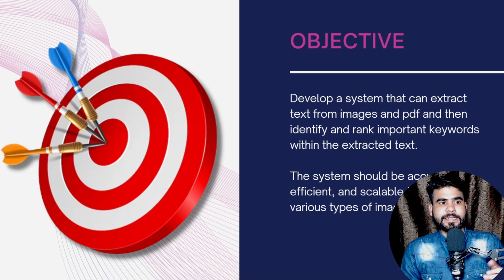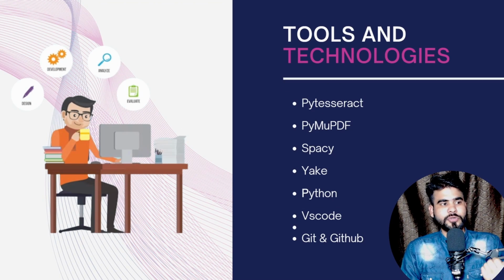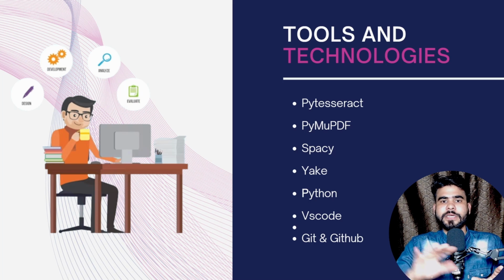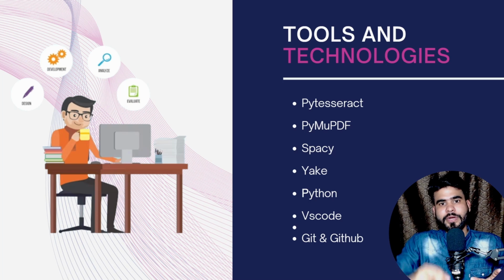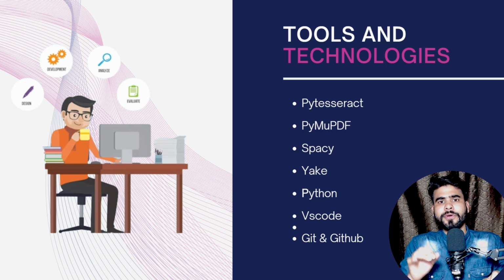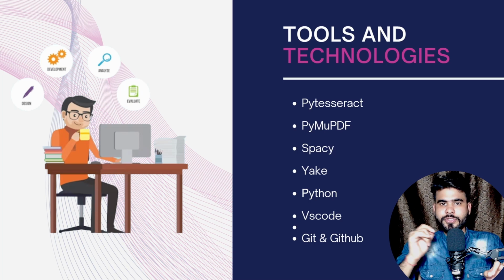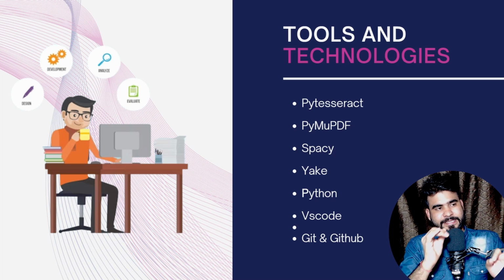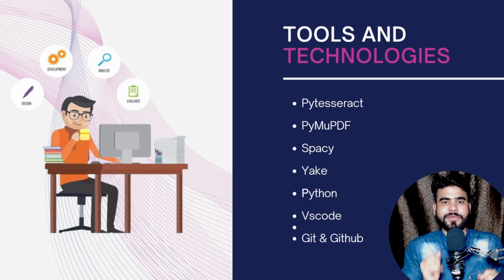Now let's try to understand the technology that we are going to use in this application. Tool and technology wise, first of all we are going to use the PyTesseract library, PyMuPDF, spaCy, and Python, and VS Code and Git and GitHub to build our entire project. After that we can push it to GitHub, so that at the end of this lecture you can download the complete code from my GitHub repository and use it in your system. So these are the complete tools and technologies that we are going to use.